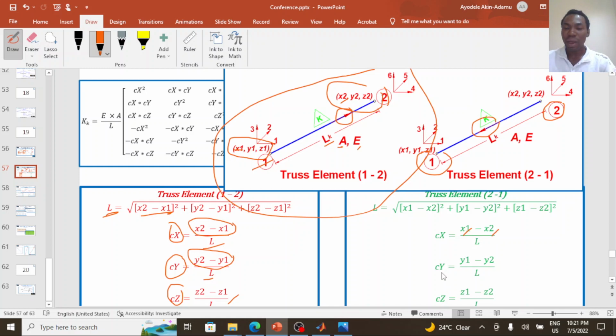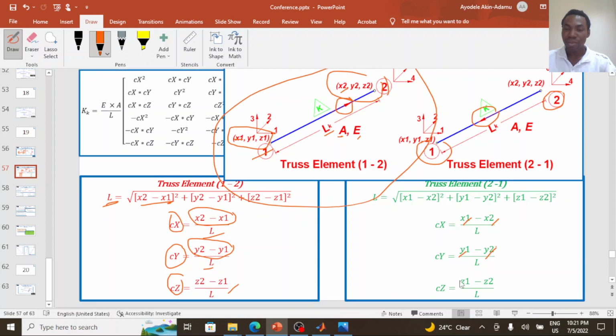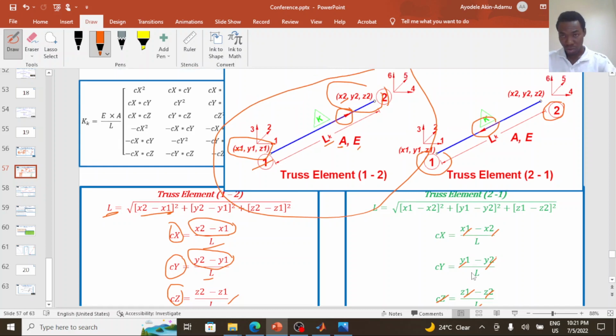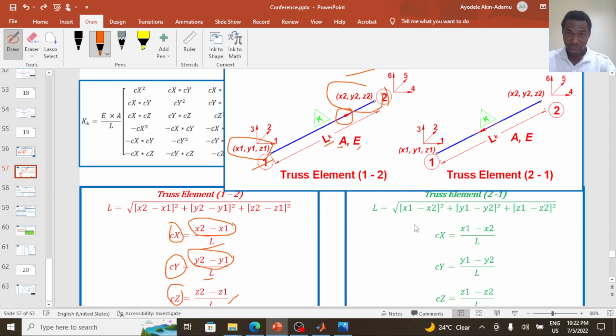The same thing for cy, y1 minus y2. Same thing for cz, z1 minus z2 divided by L. So this is a very important concept we need to understand. If we miss it, we will get wrong values. We won't get the right answer. So we need to understand how to define your finite element model in this manner.